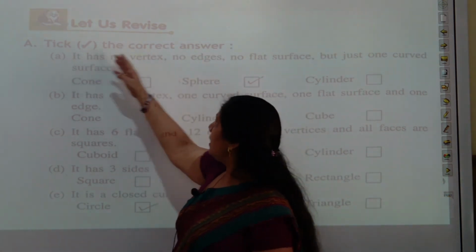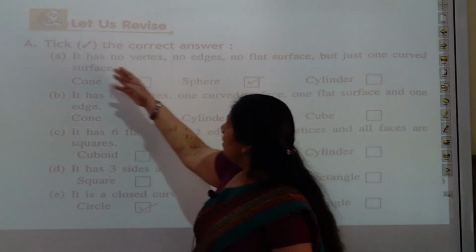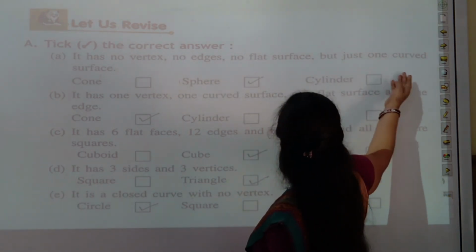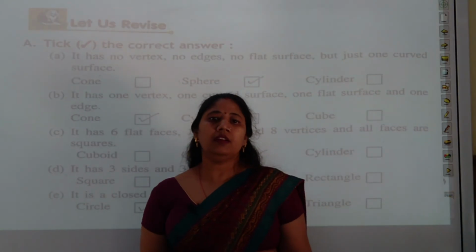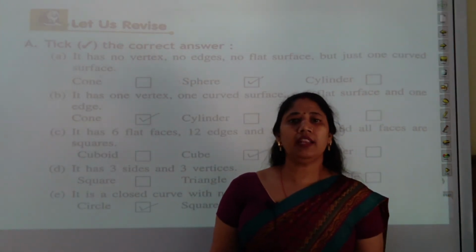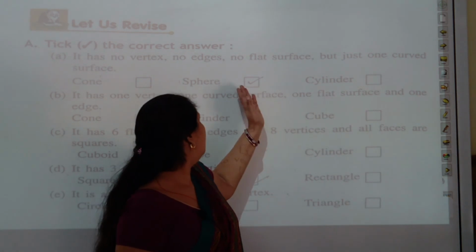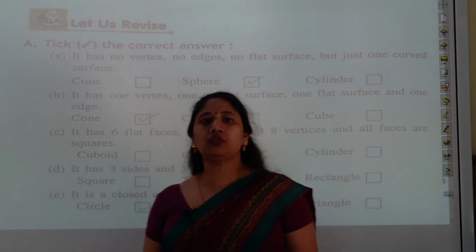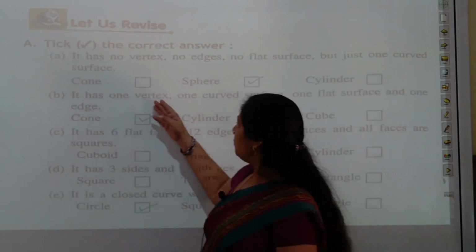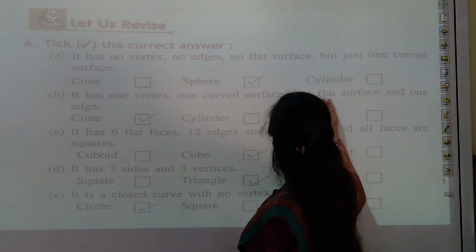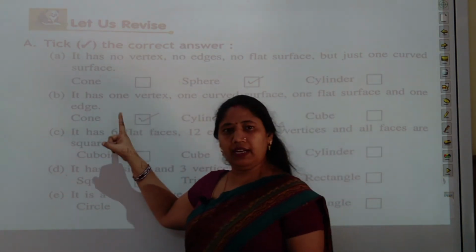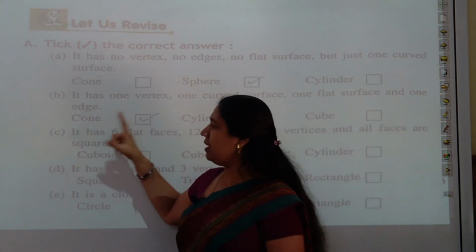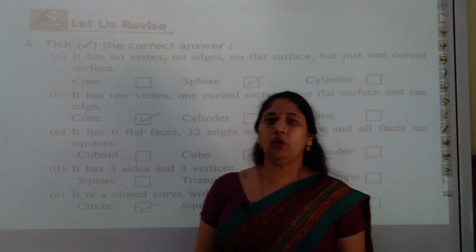Let's revise. Tick the correct answer. It has no vertex, no edges, no flat surface, but just 1 curved surface. So it is a sphere, like a football, woolen ball, or Costco ball. It has 1 vertex, 1 curved surface, 1 flat surface and 1 edge. So that is a cone.